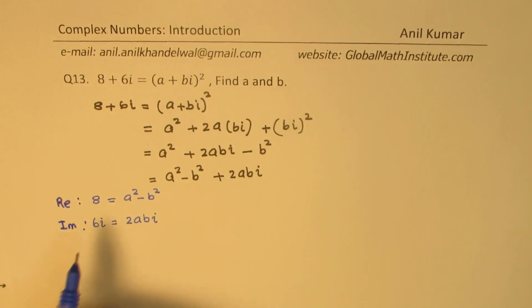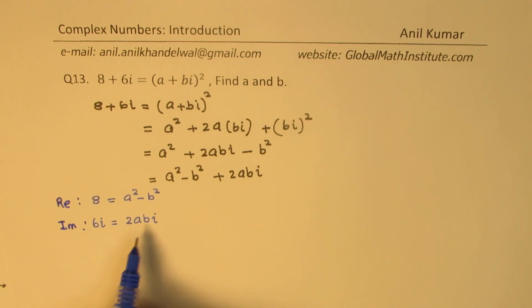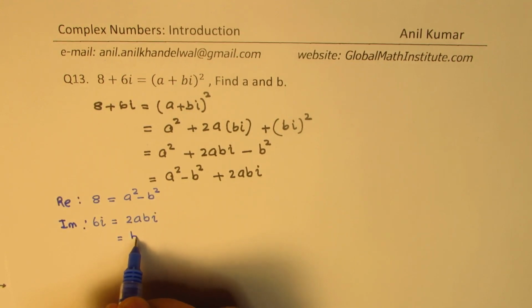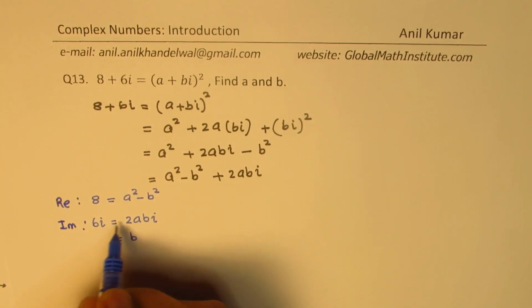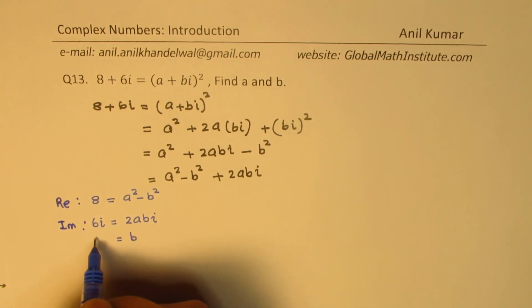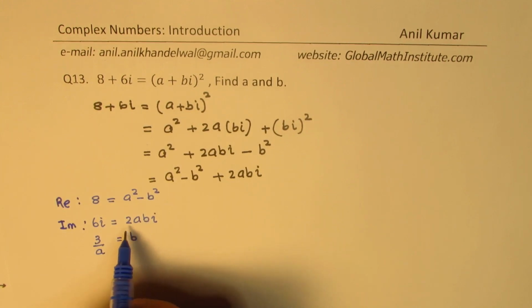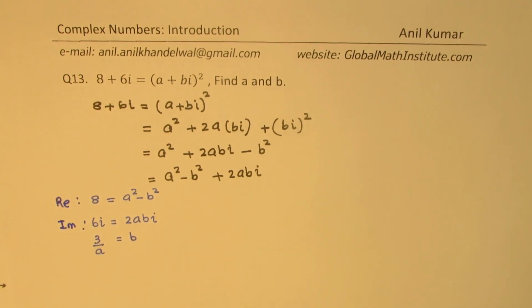Now from the second equation, we can write a in terms of b, right? We can write b as equal to 6 over 2a, or 3 over a, right? So when you divide, i and i cancel, 2 goes 3 times, and a comes in the denominator. So b equals 3 over a.